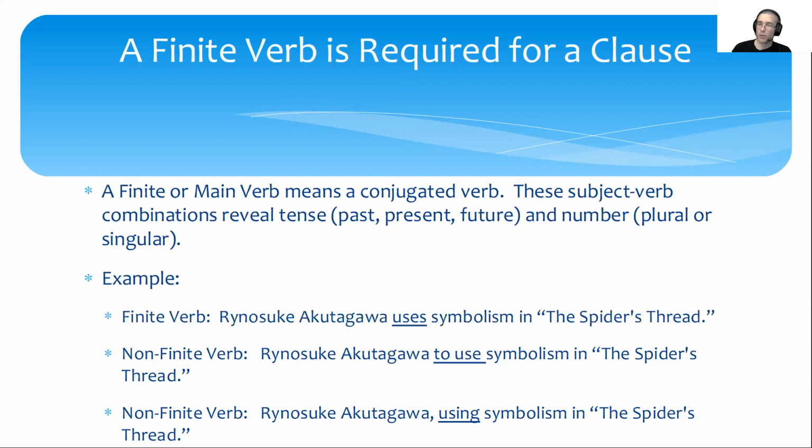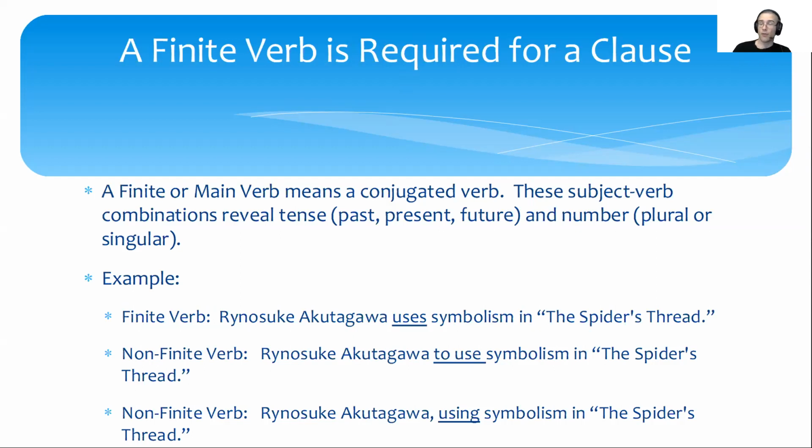A finite or main verb is simply a properly conjugated verb. So subject-verb combinations reveal both tense, past, present, or future, and remember that for our purposes, we're almost always dealing with an essay with the present tense, and number. Some examples. Rinosuke Akutagawa uses symbolism in the spider's thread.